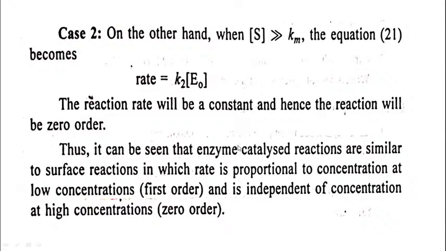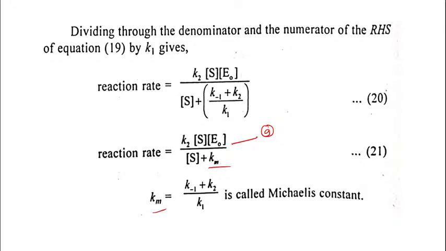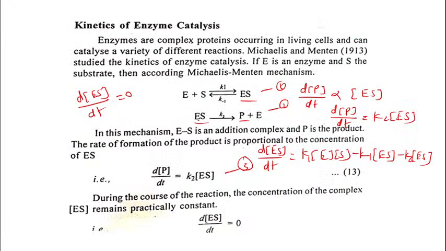Thus it can be seen that enzyme catalyzed reactions are similar to surface reactions in which the rate is proportional to the concentration at low concentration, and it is independent of the concentration of the catalyst at high concentration, so it is zero order. So this is about the kinetics of enzyme catalyzed reaction.